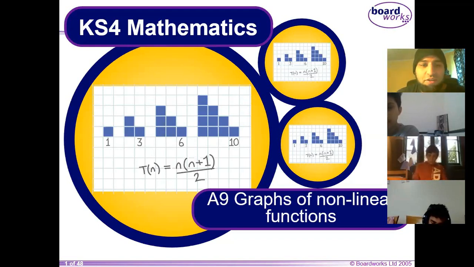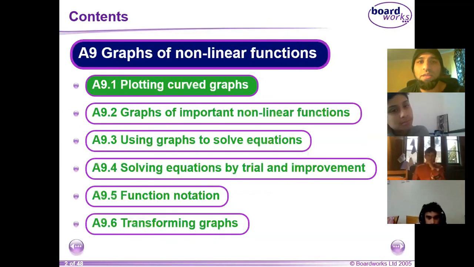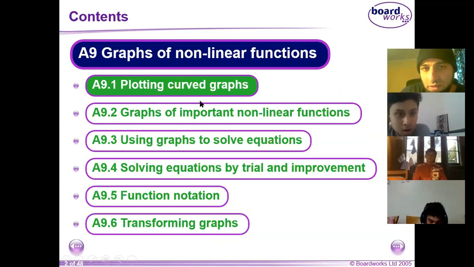Okay, once you've written that down, let's look at the objectives of the lesson we're going to do over the next 1-2 weeks. We're going to do inequalities and other stuff as well, but we have to understand this first. We're going to look at plotting curved graphs, and you guys have done some exercises with me regarding that in class. We've done it on an exam paper, if you guys remember.